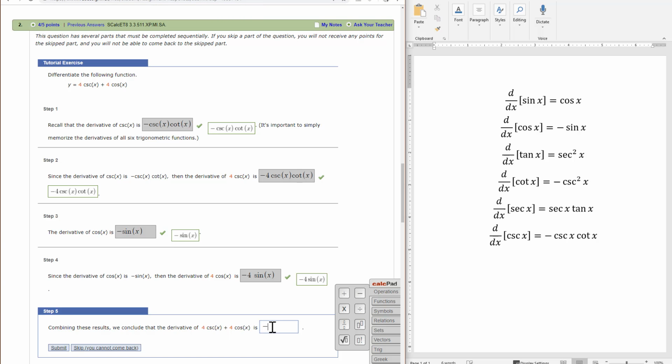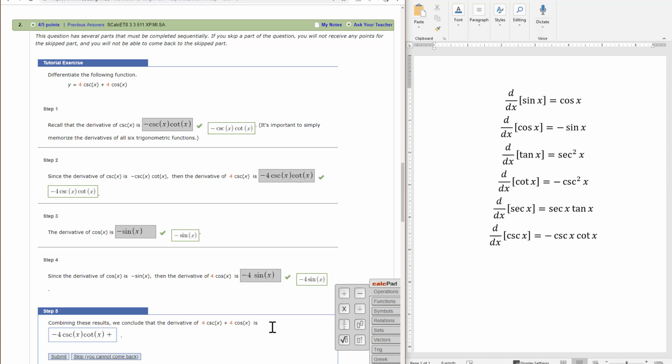We're going to get a negative 4 cosecant x times cotangent x, and then we have a plus, and then negative 4 again. Well, let's just call it a minus 4, and then the derivative of cosine is negative sine x, and that's it.